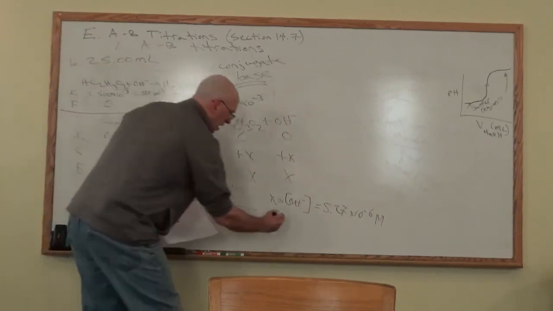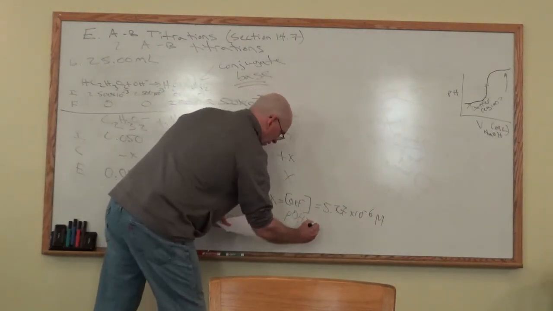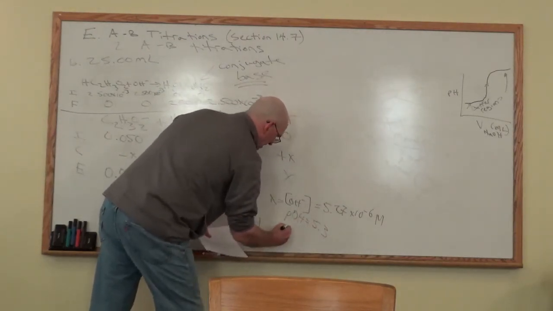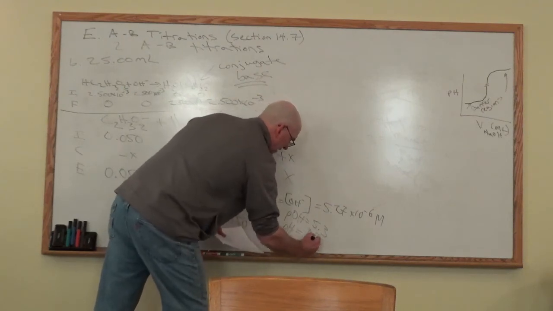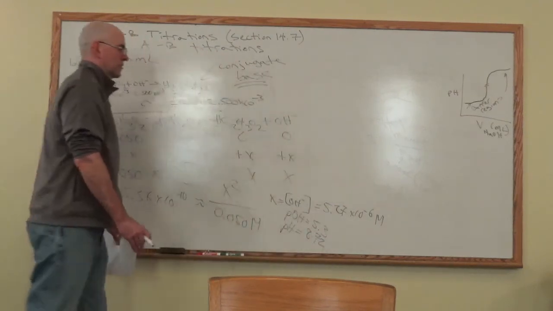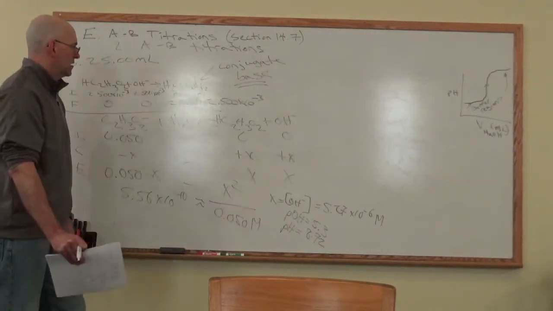That gives us a pOH of 5.3 and a pH, which is ultimately what we're after, of 8.72. Wow, okay, that's a lot of math.